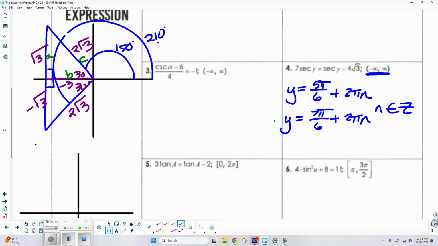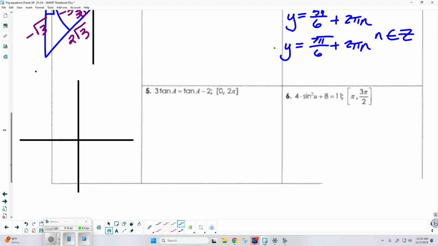All right. Anybody having a hard time? You're probably thinking, man, this is way too easy. I could show my friends how to do this. Okay. So number 5, I'm going to give you 2 minutes to work through this problem, just like we have been. And then we're going to have a couple folks come up and walk us through this. Okay. So 3 tangent of A equals tangent of A minus 2.